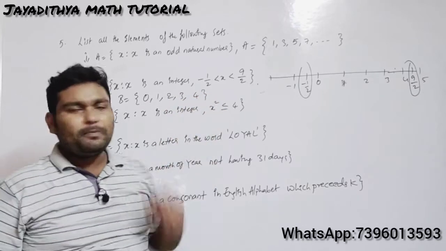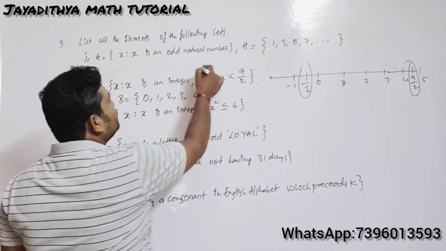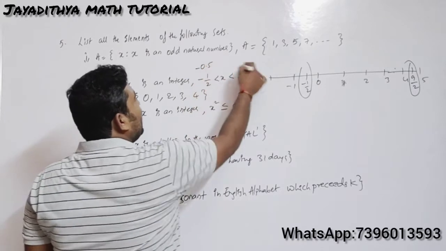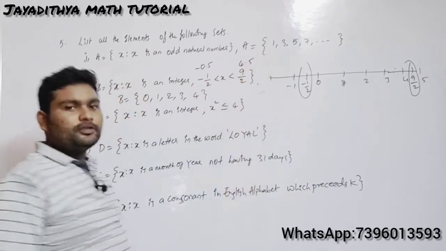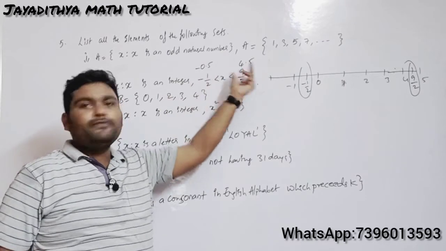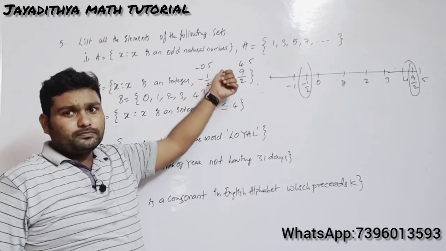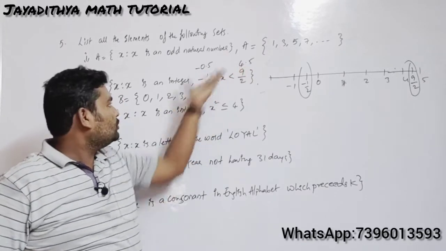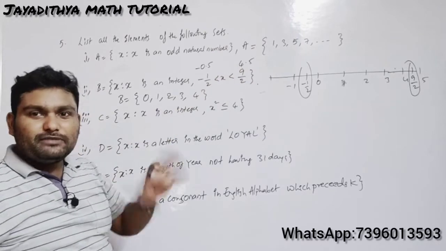You need not draw the number line, just by taking the values here you can see. For example, this becomes -0.5 and this will be 4.5. So write all the integers between -0.5 and 4.5. So 0, 1, 2, 3, 4. So these are the elements. Clear? So that is very simple.